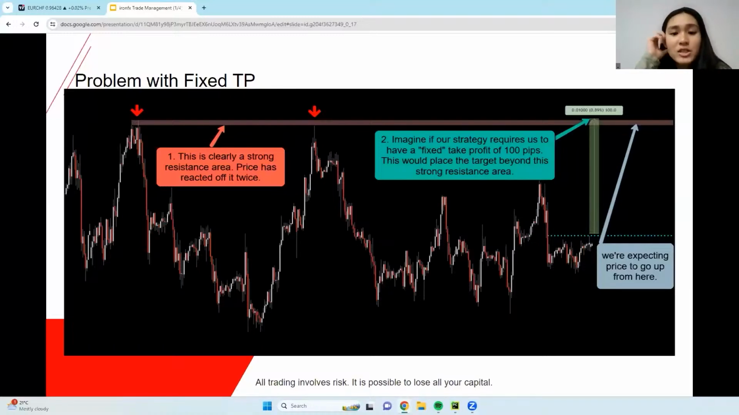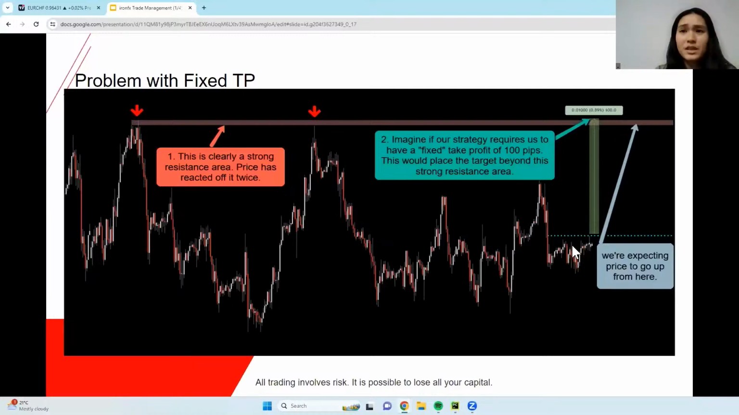So if our trading strategy requires us to have a fixed take profit of 100 pips, look at our point two, take profit of 100 pips. This would place the target beyond this strong resistance area.